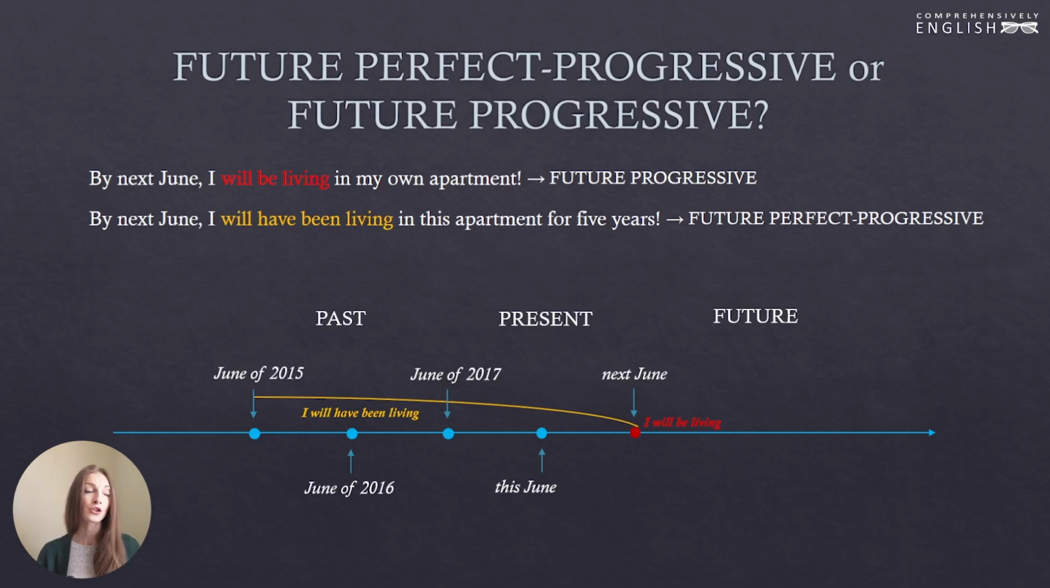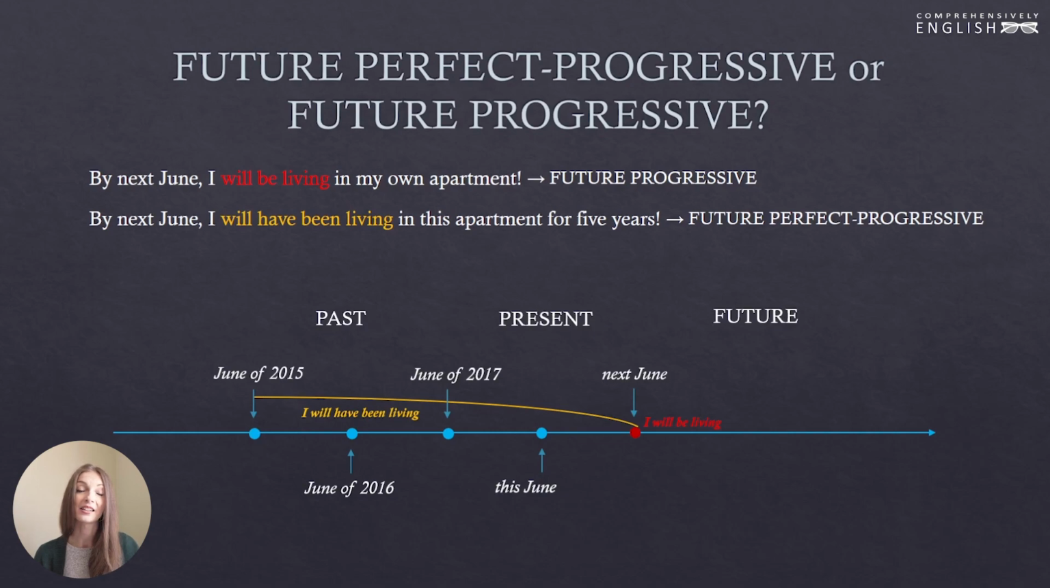Now, should we use the future perfect progressive or the future progressive? Let's see. By next June, I will be living in my own apartment. That's the future progressive tense. That's what I will be doing in the future. By next June, I will have been living in this apartment for 5 years. That's the future perfect progressive. And what I want to say here is that I have already been living here for a long while before next June comes. Though you see, the adverb of time is the same in both cases.